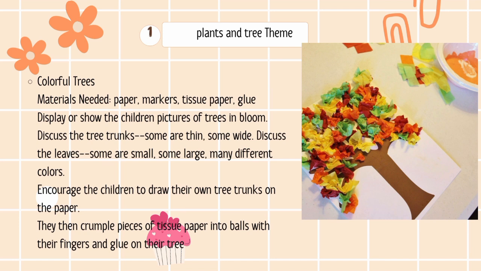Another activity is colorful trees. Materials needed: paper, markers, tissue paper, and glue. Show the children pictures of trees in bloom. Discuss the tree trunks. Some are thin, some wide. Discuss the leaves. Some are small, some large, many different colors. Encourage the children to draw their own tree trunks on the paper. They then crumple pieces of tissue paper into balls with their fingers and glue them on their tree.